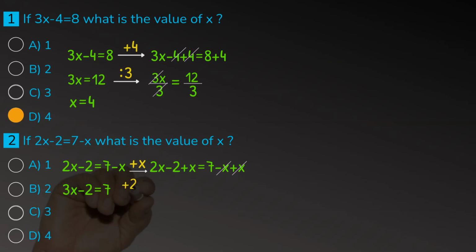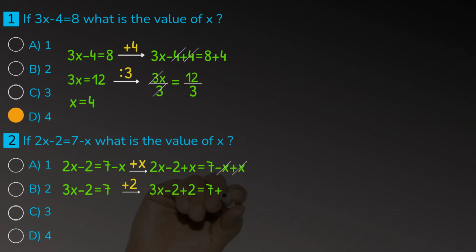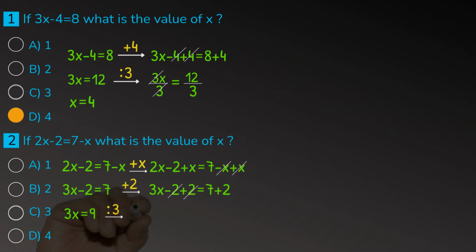If we add 2 to both sides, we get 3x minus 2 plus 2 is equal to 7 plus 2. On the left-hand side, the minus 2 and the plus 2 cancel out, and 7 plus 2 is 9, so we have 3x is equal to 9. As previously, the x is multiplied by 3, so we want to divide by 3, which gives us 3x divided by 3 is equal to 9 divided by 3. On the left-hand side of the equation, the 3's cancel out. To isolate x, 9 divided by 3 is 3, so x is equal to 3. And we know the answer is C.